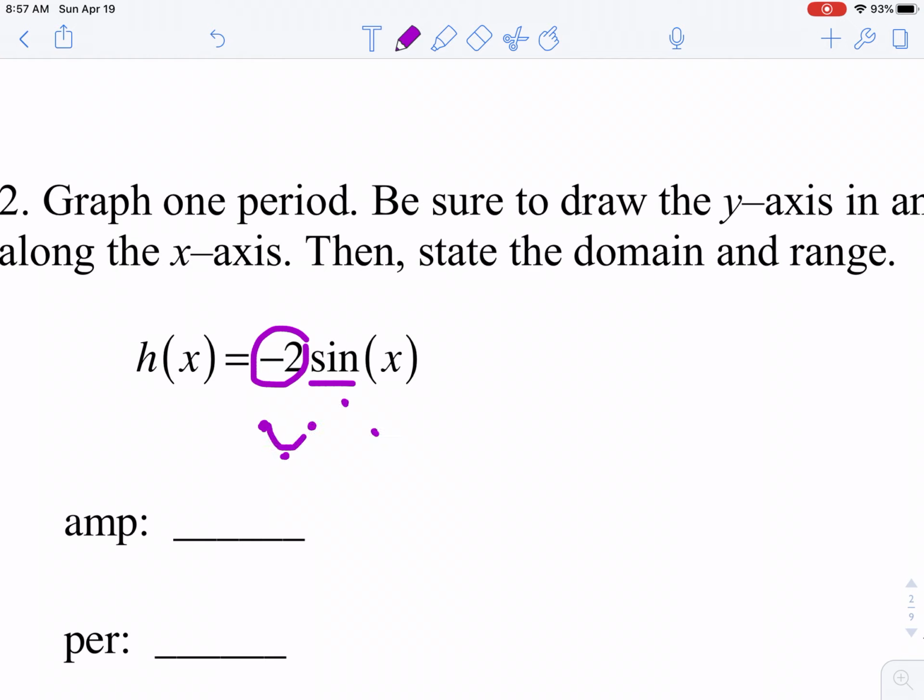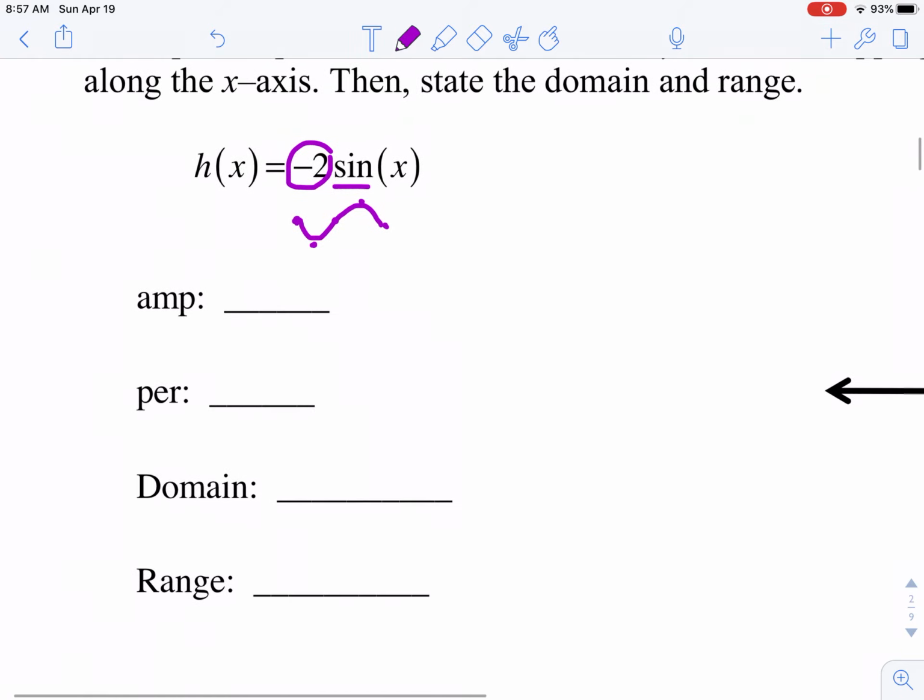So I always like to start by just drawing myself a little sketch of the shape of this graph so I don't forget. And then we can fill out our key features. Our amplitude, because there's a vertical stretch of 2, our amplitude is 2. Remember that amplitude is that distance between the midline and the max, or the midline and the min. So it should never be negative. Okay, the a value is negative, but the amplitude is just positive.